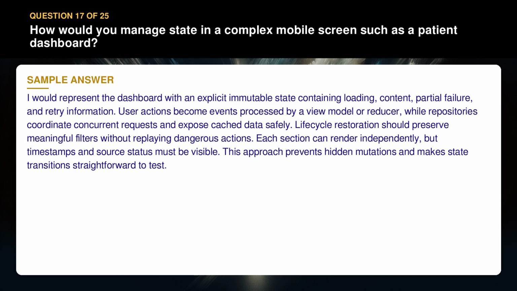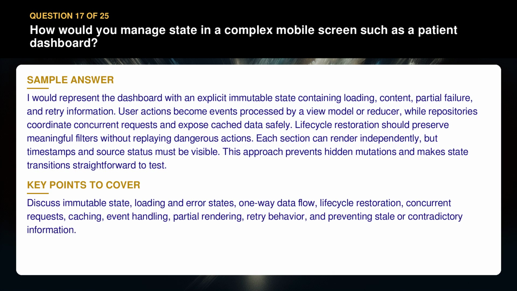Each section can render independently, but timestamps and source status must be visible. This approach prevents hidden mutations and makes state transitions straightforward to test. Discuss immutable state, loading and error states, one-way data flow, lifecycle restoration, concurrent requests, caching, event handling, partial rendering, retry behavior, and preventing stale or contradictory information.